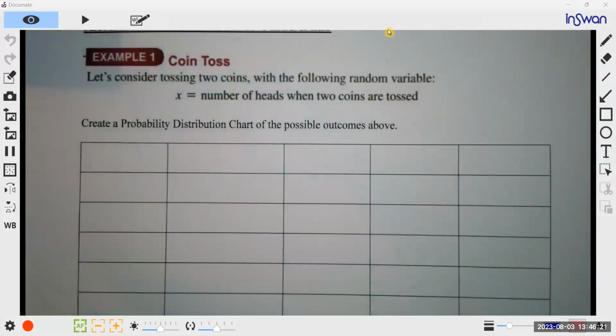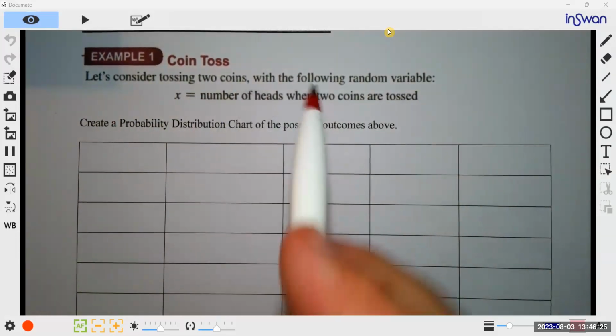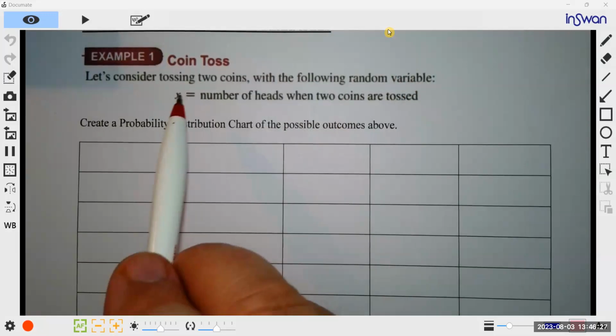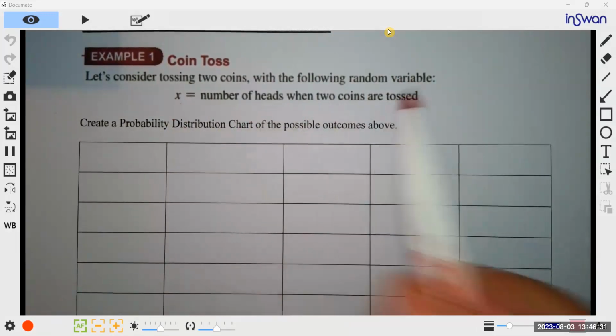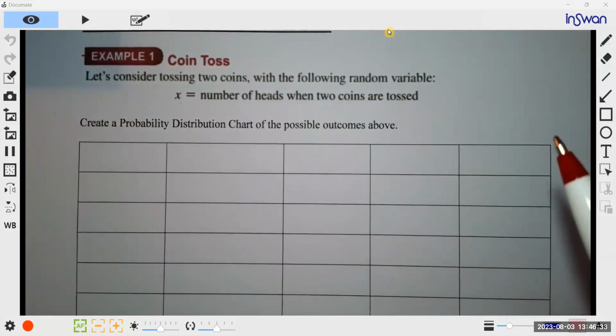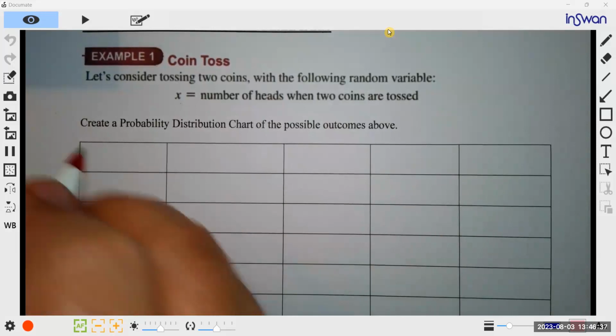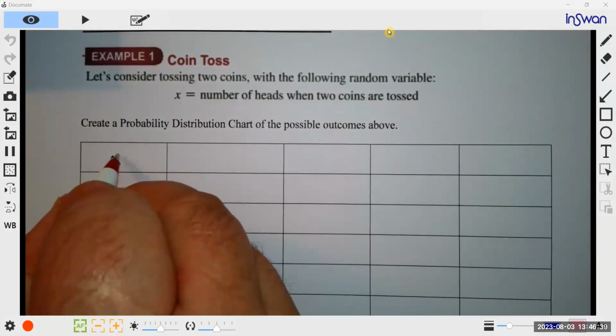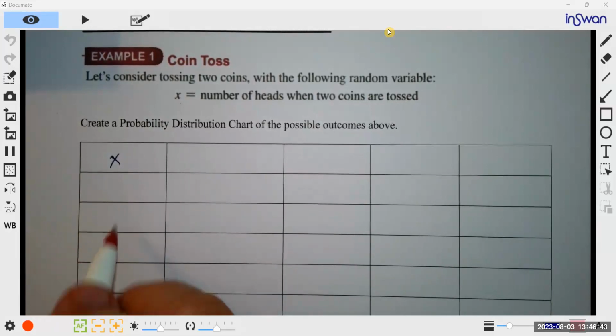Let's look at the coin toss. Let's consider tossing 2 coins with the following random variable. X is the number of heads when 2 coins are tossed. That's what we're looking for. So what can happen? So here's our X. But what values go in here?